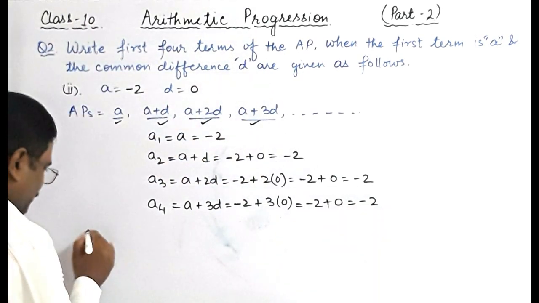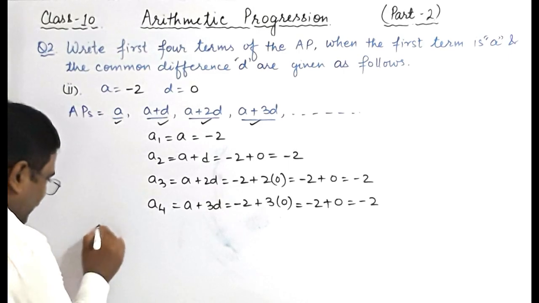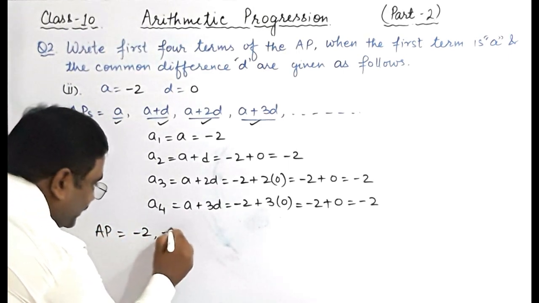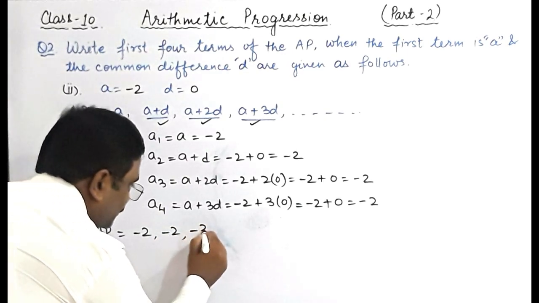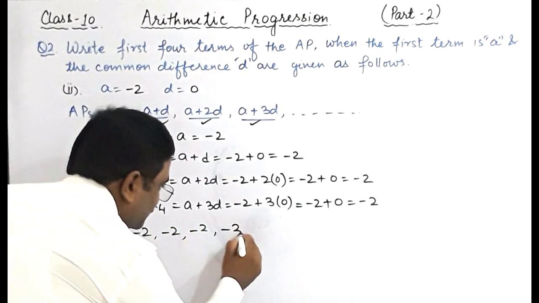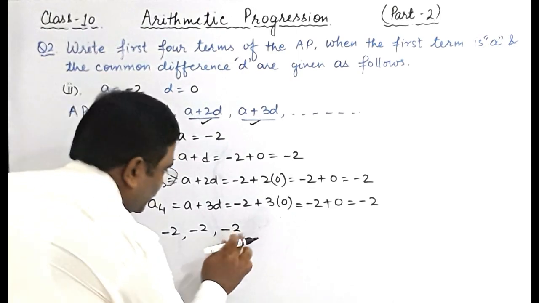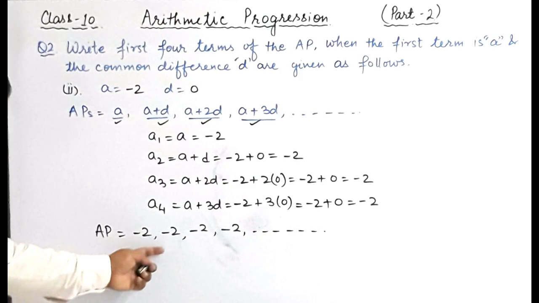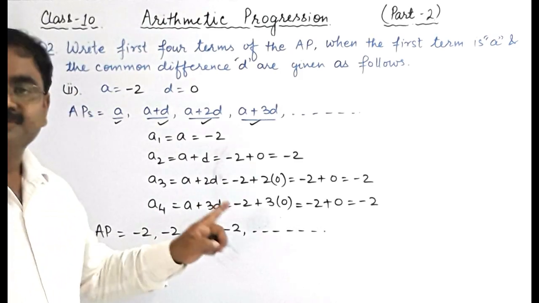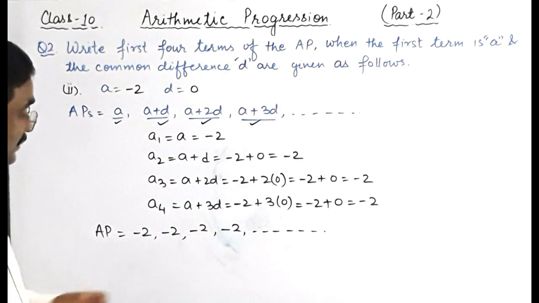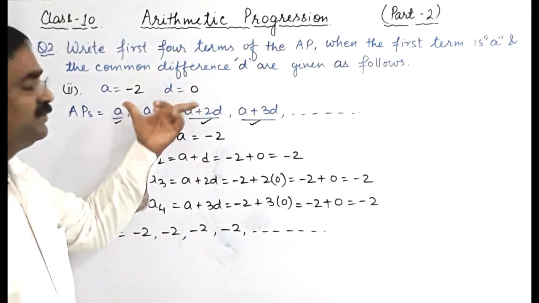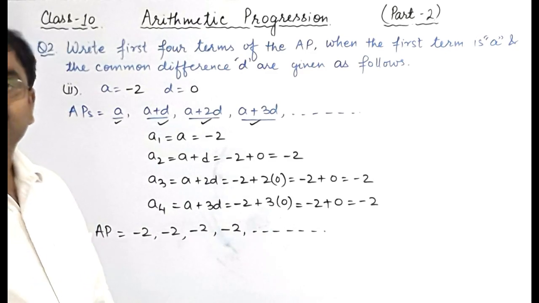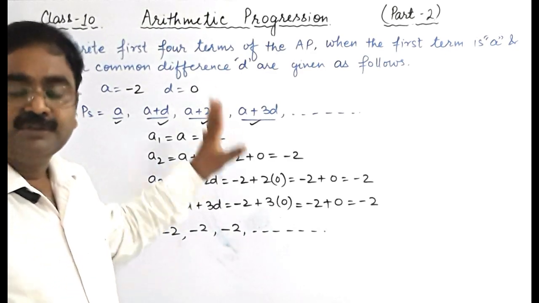So, our list of numbers, our AP becomes what? Minus 2, first term, second term is minus 2, third term is also minus 2, and fourth term is also minus 2. Therefore, our series becomes minus 2, minus 2, minus 2, minus 2, etc. These are the first four terms of this arithmetic progression. So, children, accordingly, you can solve the third and fourth part of this question.